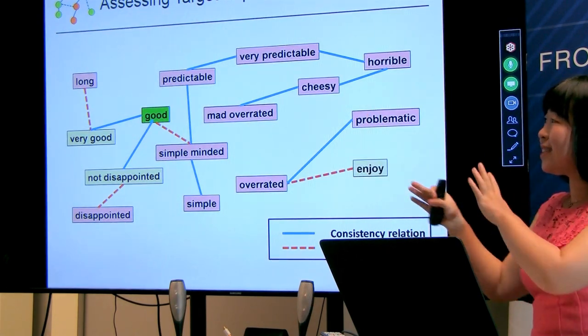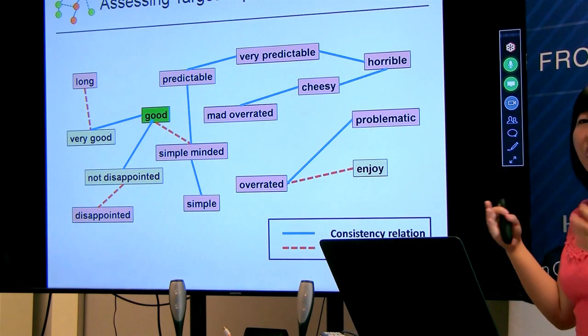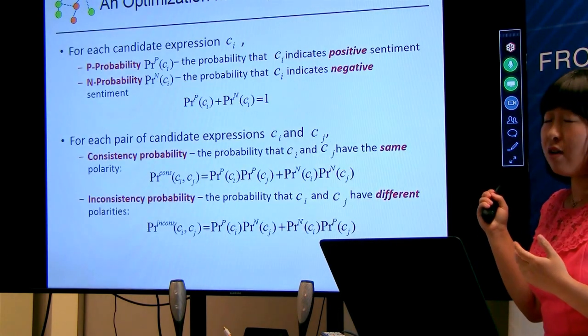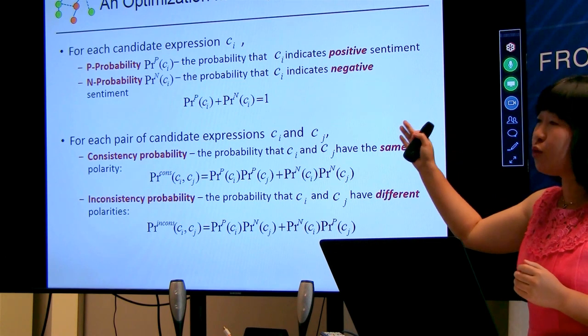So in this way, the sentiment can be propagated in the network. But how to model this intuitive idea? We model it as an optimization problem. So we first define two probabilities.